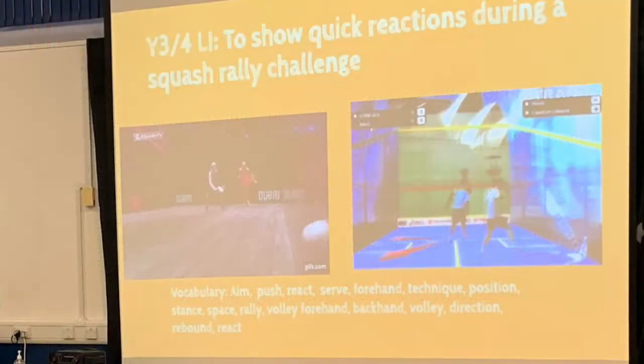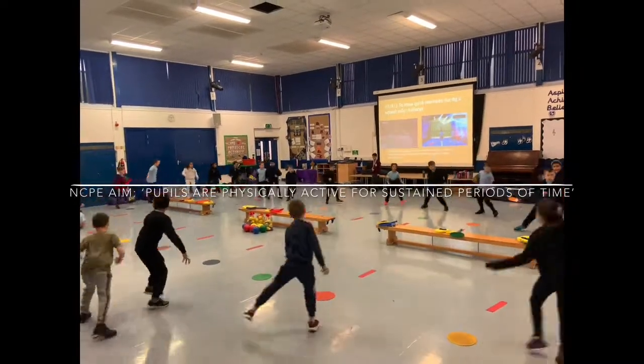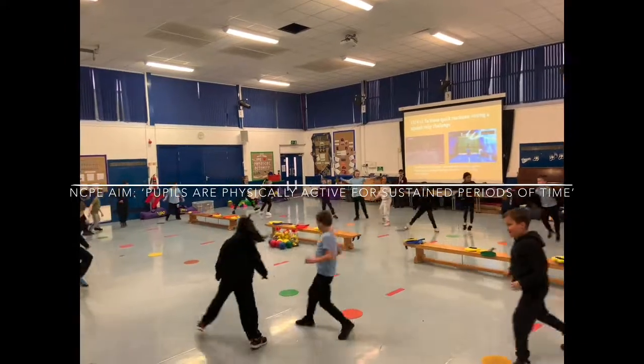As we move into lower Key Stage 2, we attempt to increase the level of vocabulary to develop that technical knowledge within this unit. Direction! Change direction!